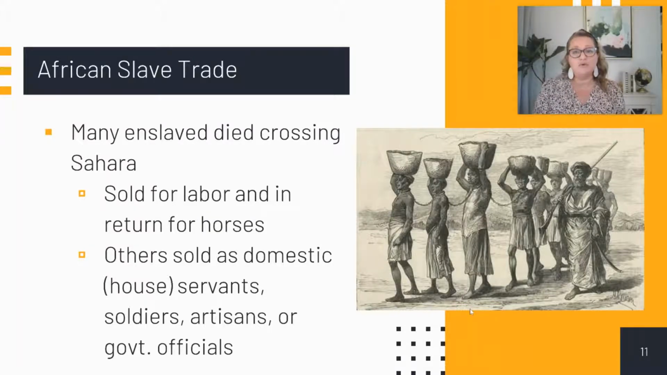Now, they were sold for labor, so some did end up working in those salt mines in the Sahara Desert and to Ghazna, which we'll talk about soon, in return for horses, because horses were considered especially valuable. Others were sold to other parts of the world as domestic servants or house servants, soldiers, artisans, and artists. Some even rose to be government officials.